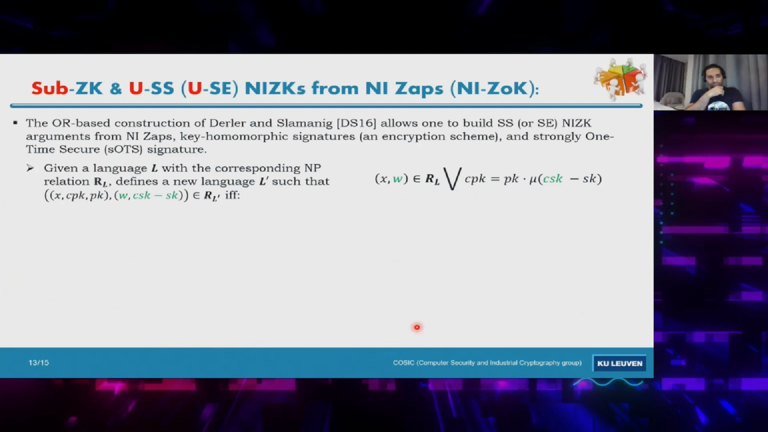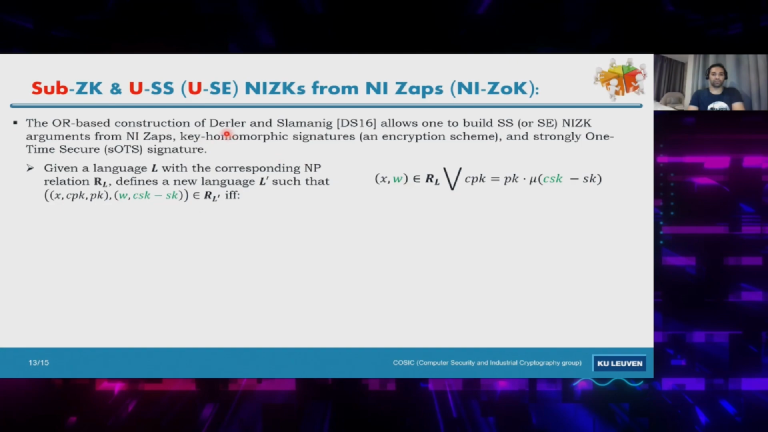But yeah, we wanted to extend this idea even more to build NISQs that can achieve stronger notions such as updatable simulation soundness and updatable simulation extractability. So we started with the OR compiler. These OR compilers are quite well known and traditional for building NISQ arguments from ZAPs, but they are under a trusted setup phase.